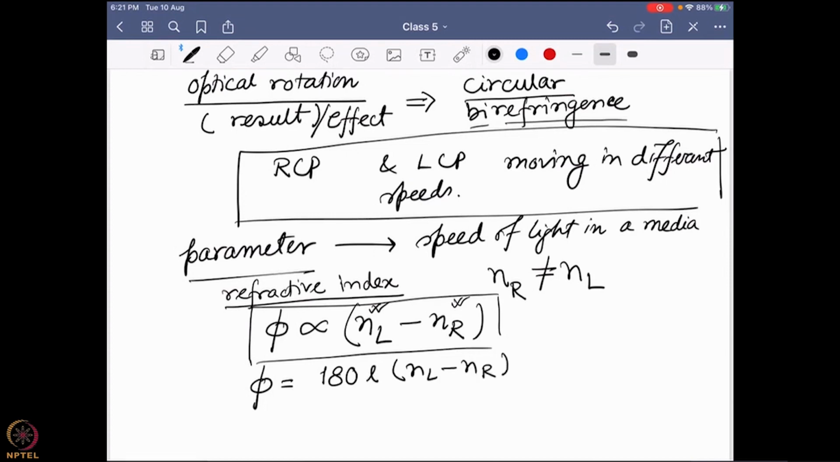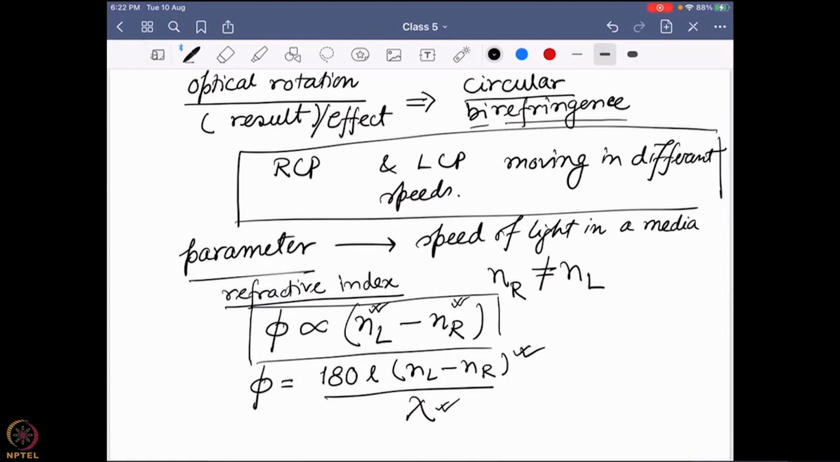What are the different phenomena that actually come into play over here? So this optical rotation is dependent not only on NL minus NR, or the difference in refractive index, but it also depends on the wavelength of the light we are using. So if I change the wavelength of the light, I can see there will be a direct dependence of the optical rotation on that. We'll come into why it happens a little bit later.